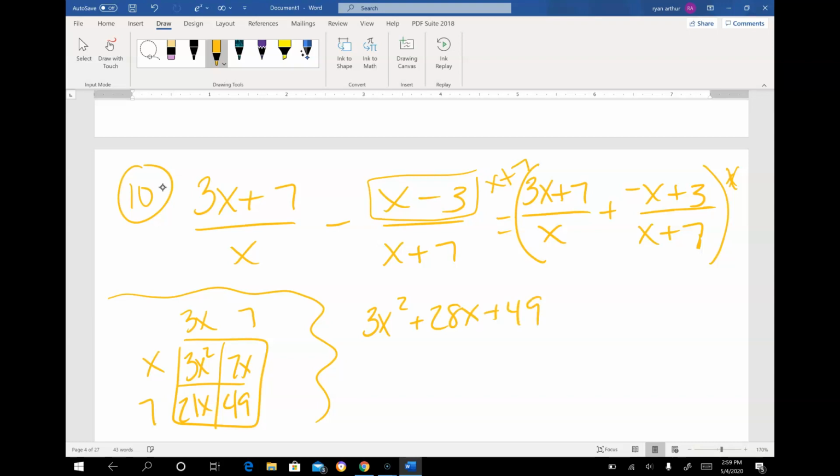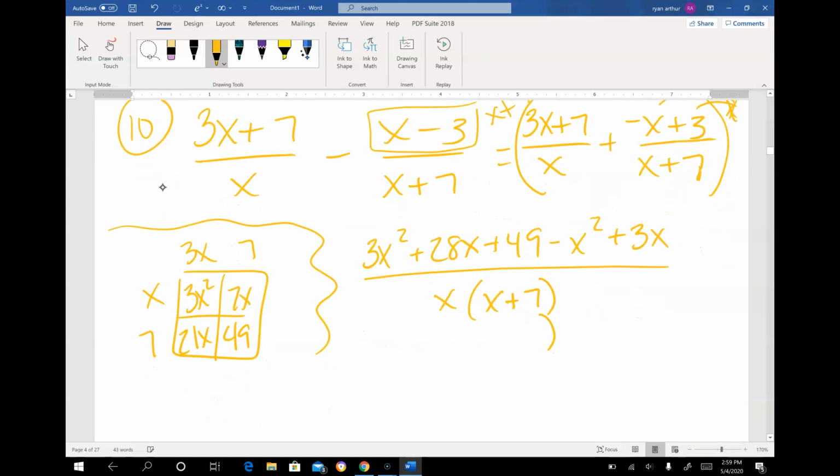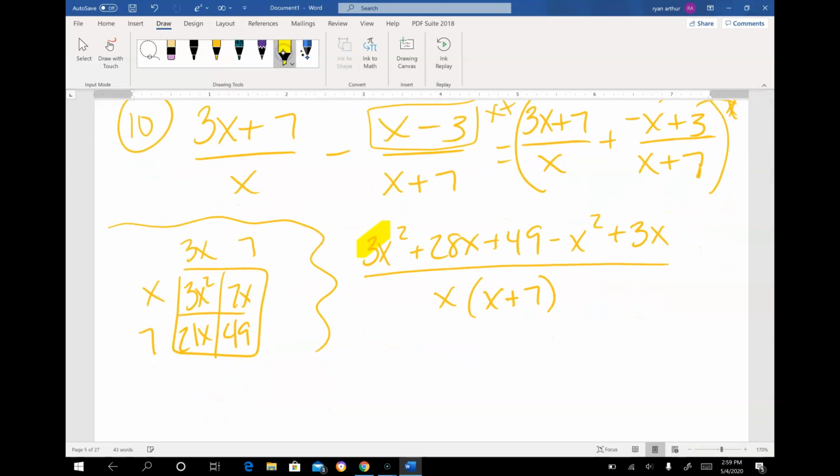Okay? And so the first one's going to be 3x squared plus 28x plus 49. Okay? And then you just distribute the x here, so it's going to be negative x squared plus 3x all over x times x plus 7. Okay?